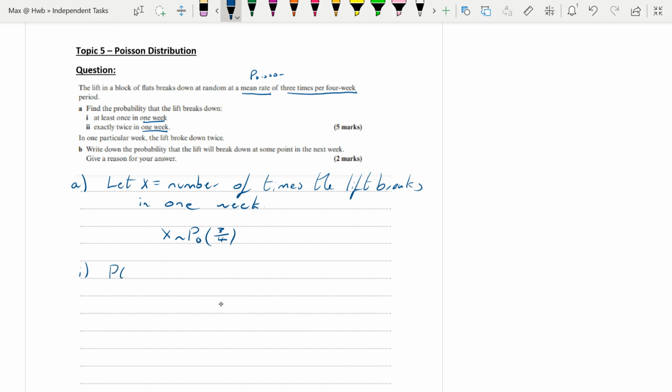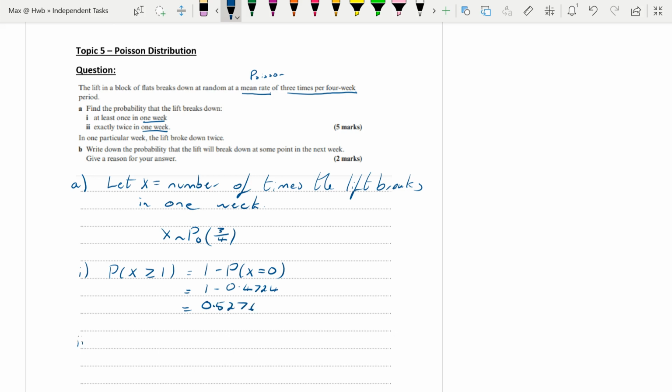Okay, so the first one is at least 1, so greater than or equal to 1, and it works the same as binomial. That's going to be 1 minus the probability that x is equal to 0. That's the only one that I'm missing. Okay, so 1 minus 0.4724. I've just used my calculator for that, which would be 0.5276.